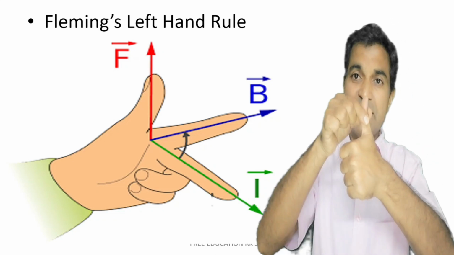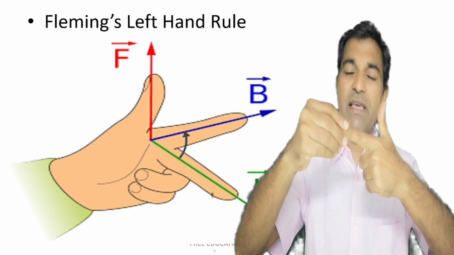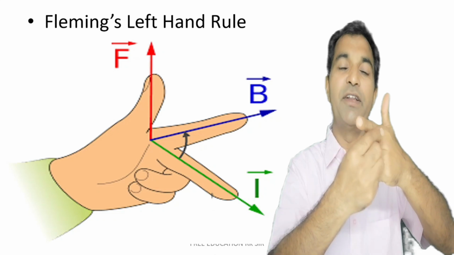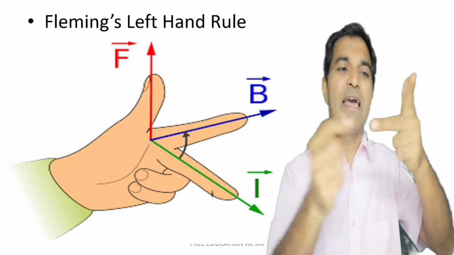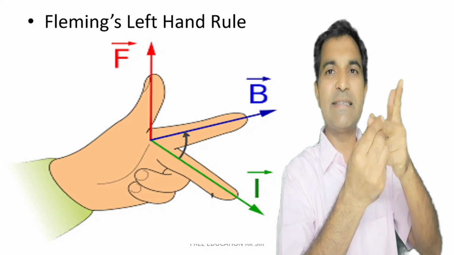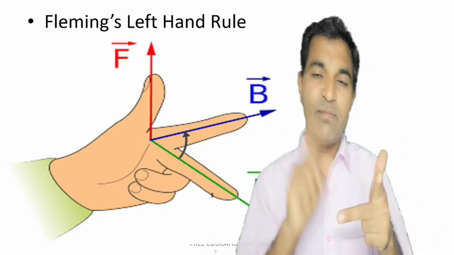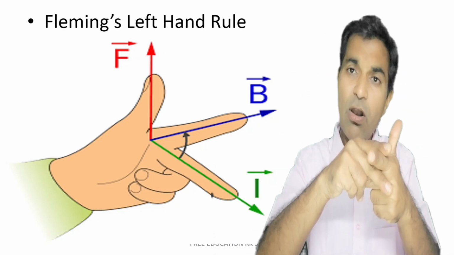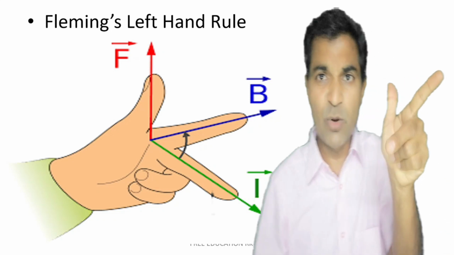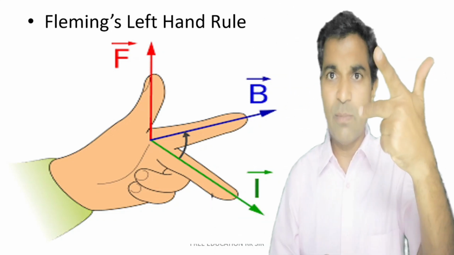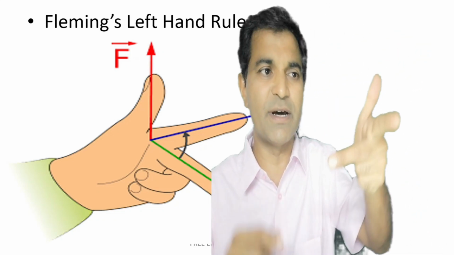If the thumb represents motion, the pointing finger represents the magnetic field, and the central finger represents current, then we may say that all of these should be kept perpendicular to each other.